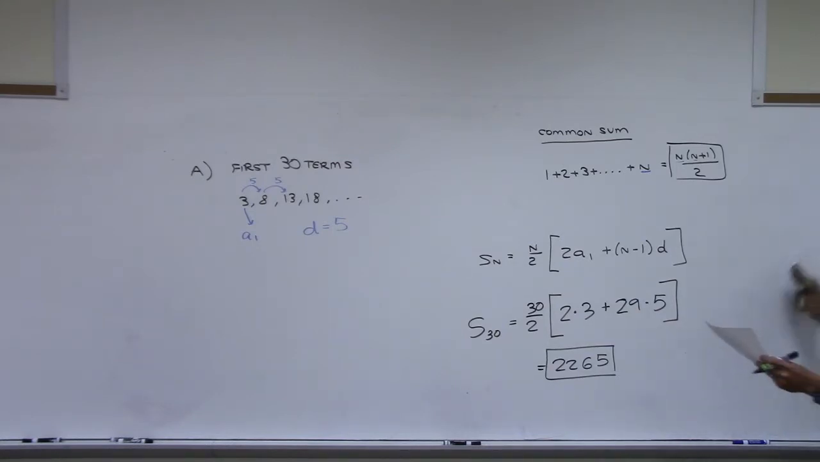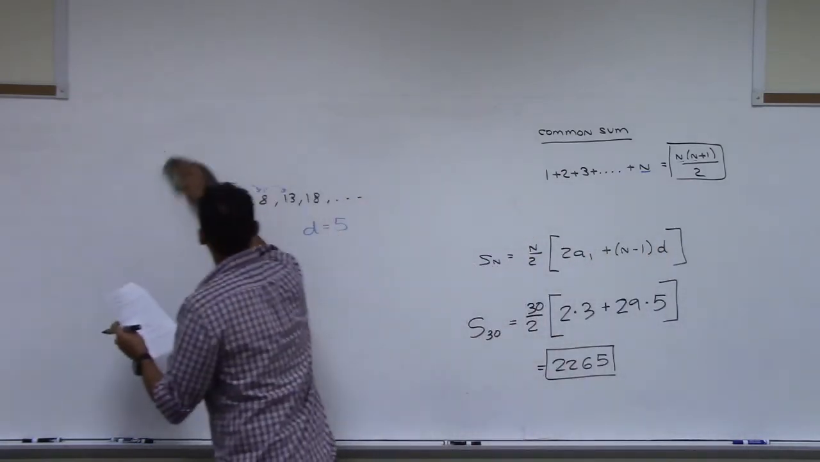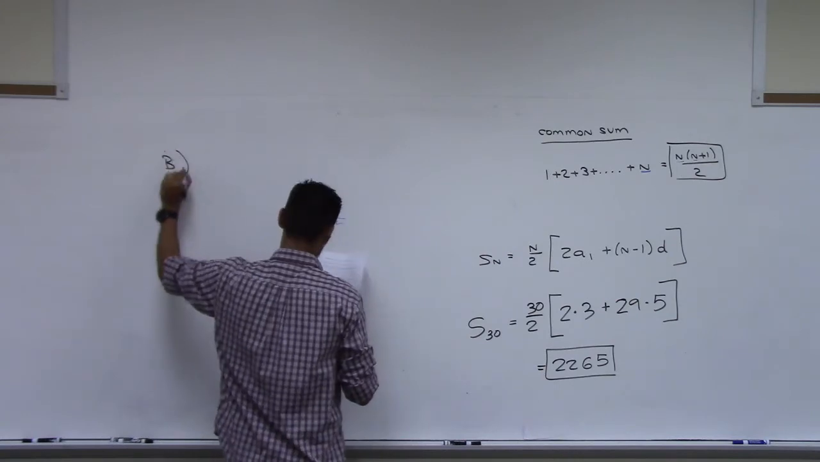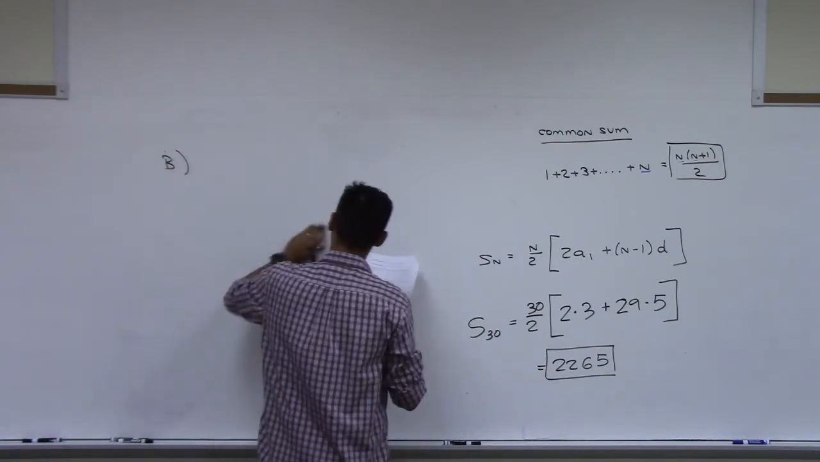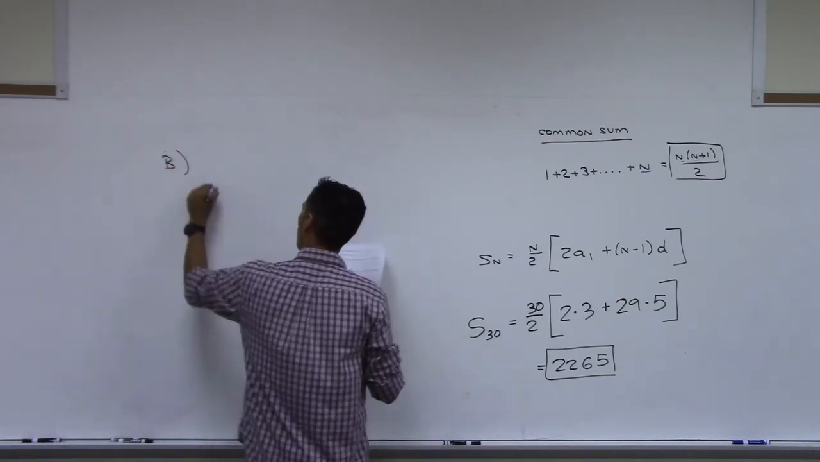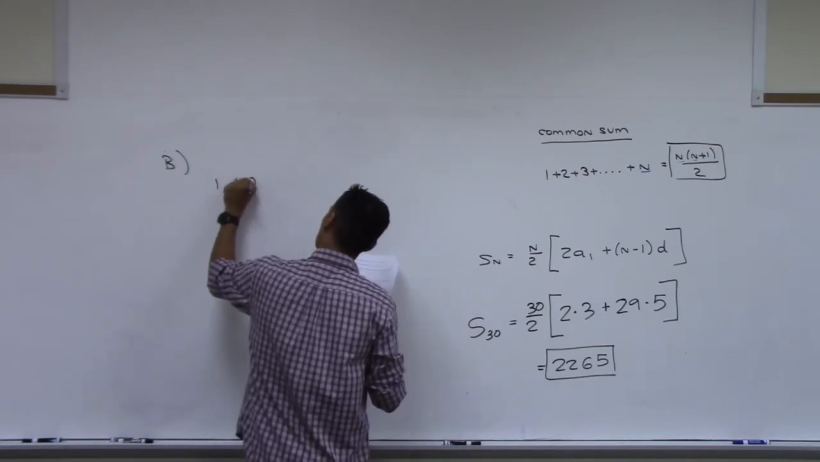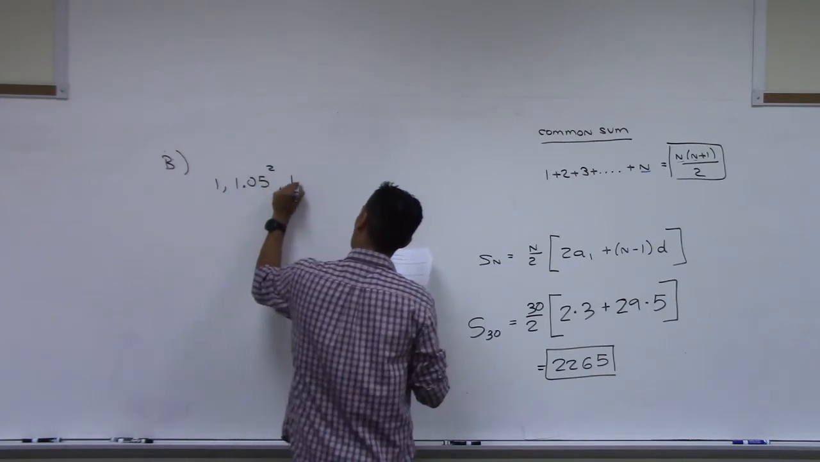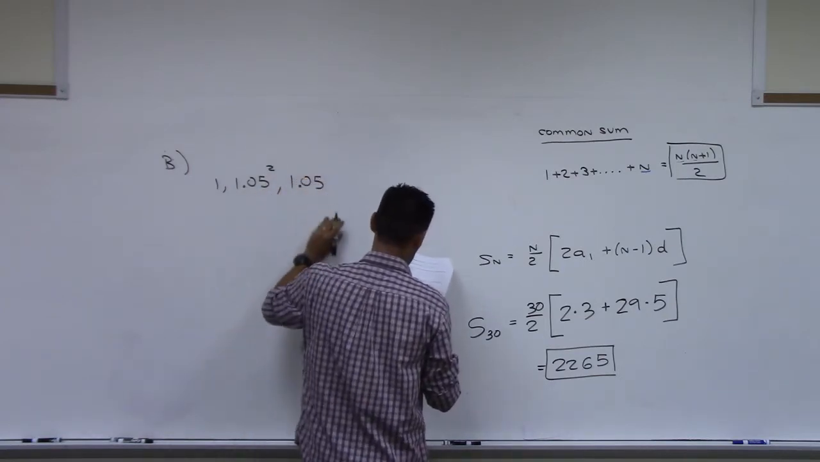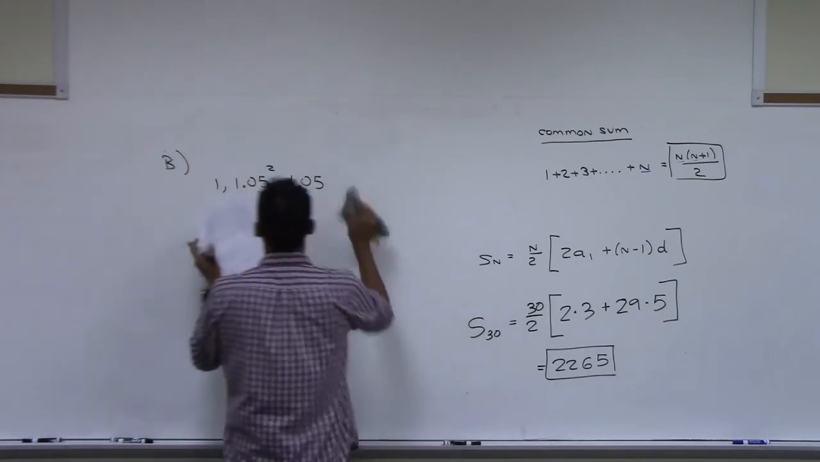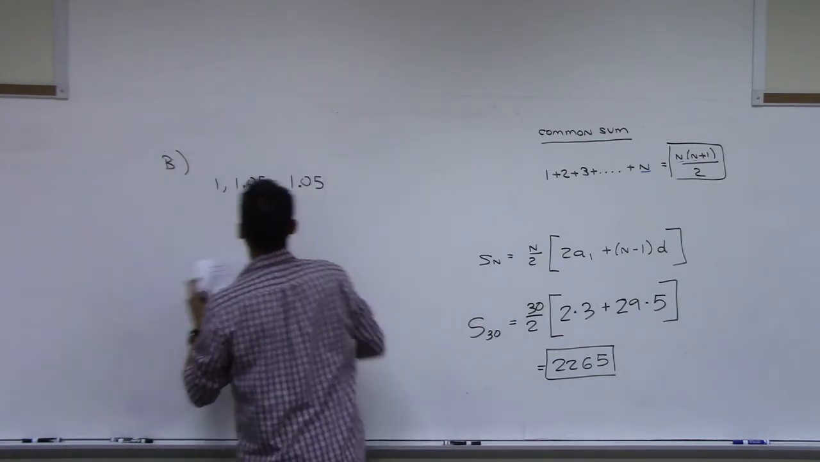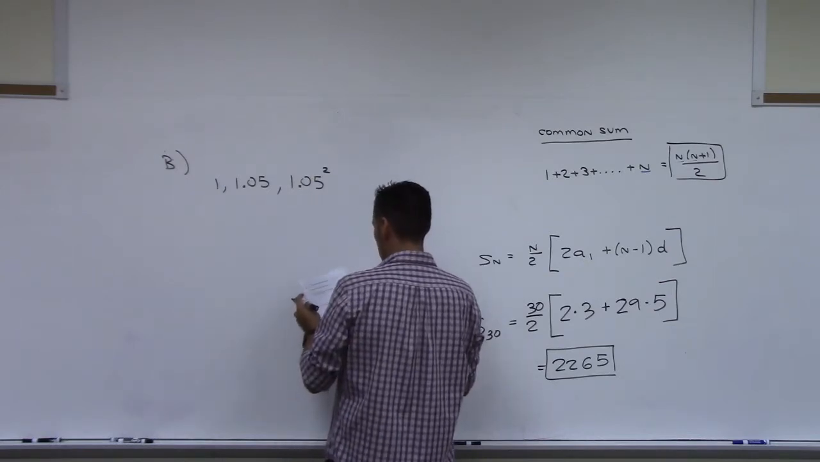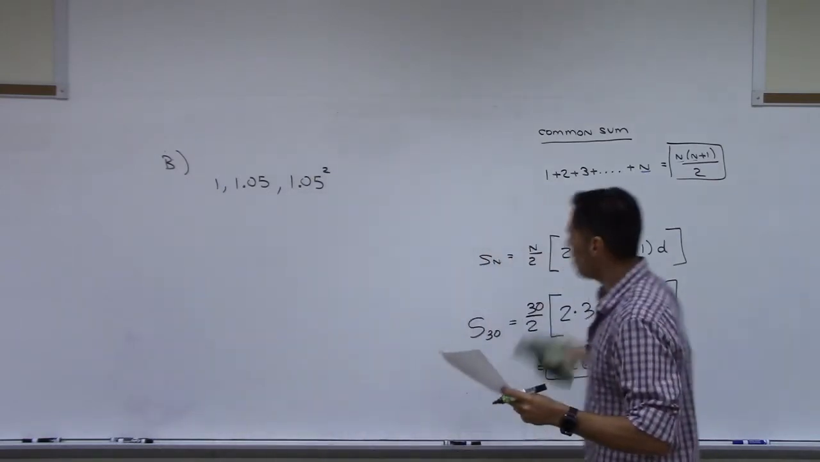All right, for part B, it says find the sum of the first 10 terms of the geometric sequence 1, 1.05, 1.05 squared. That's all they give you? Oh, 1, yeah, it was, sorry. 1, there we go, 1.05, 1.05 squared. So this is geometric, and we want the 10th term. Now there's a different formula for this one, right?